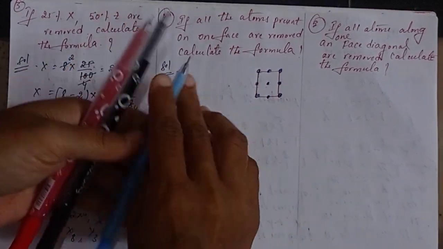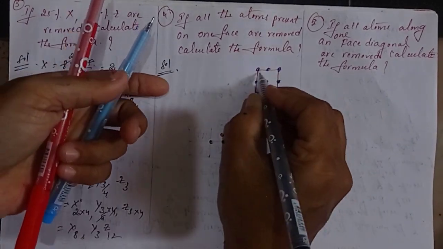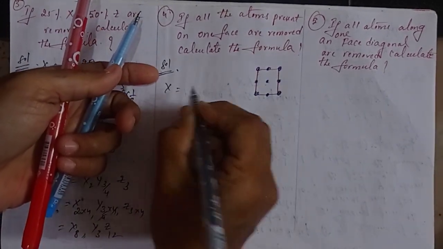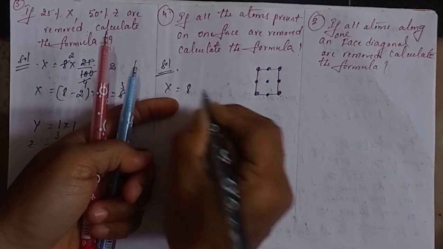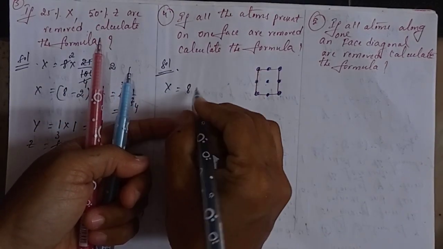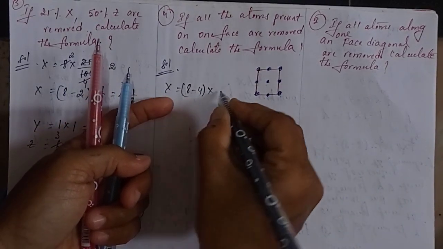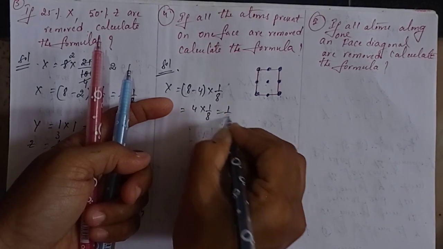See students, how to calculate this one. Suppose here what particles are there? Corners. So X atoms are present at the corners. How many corner particles are there? 8 corner particles are there. Total how many removed, students? 1, 2, 3, 4. 8 minus 4. Each corner particle contribution is 1 by 8. Then you will get 4 into 1 by 8, 1 by 2.